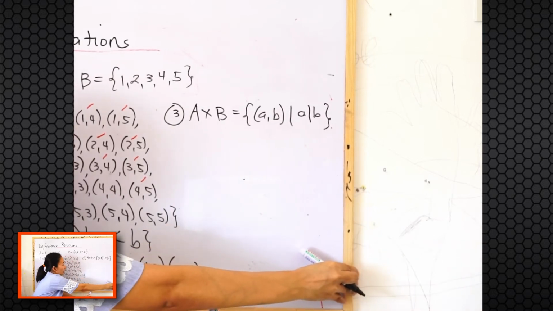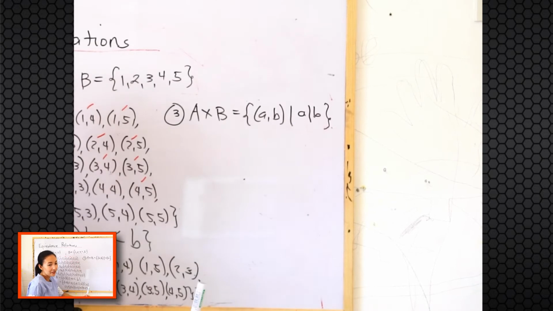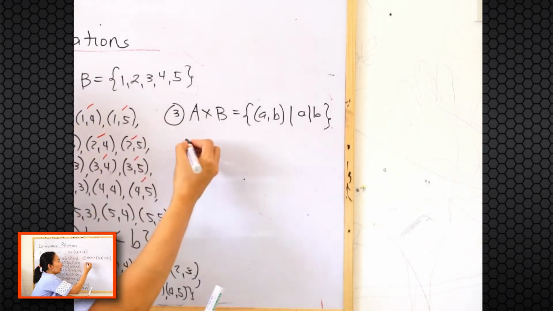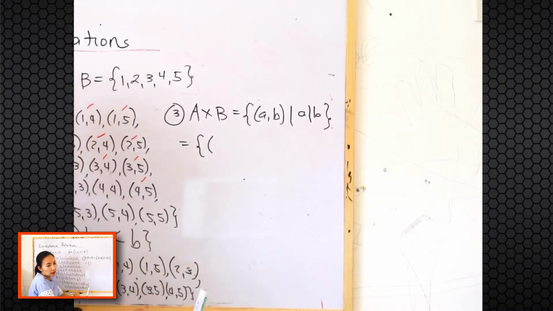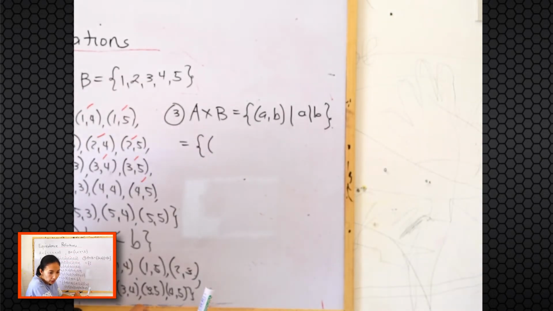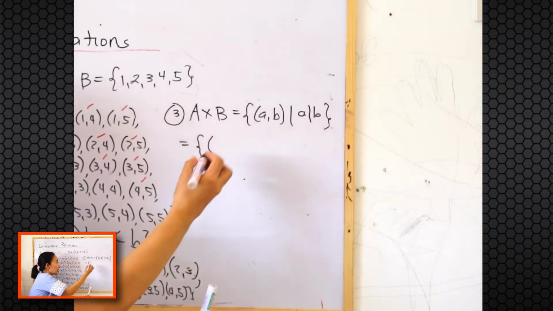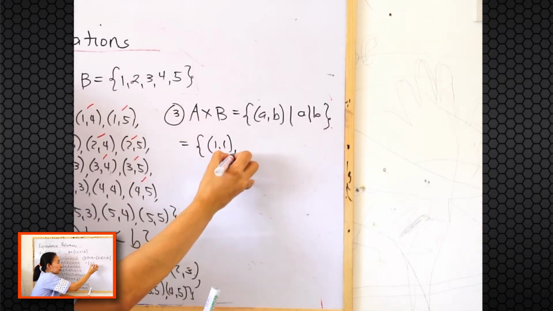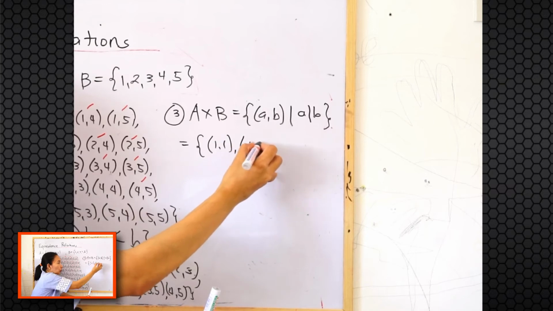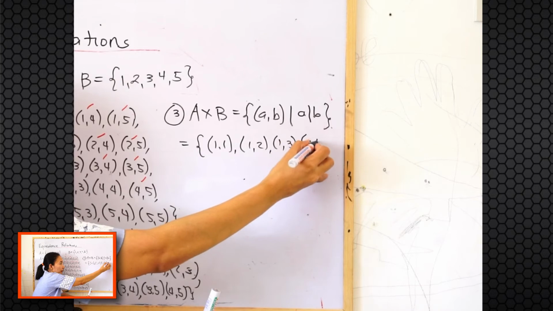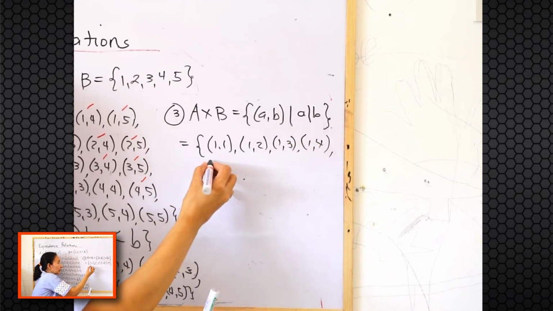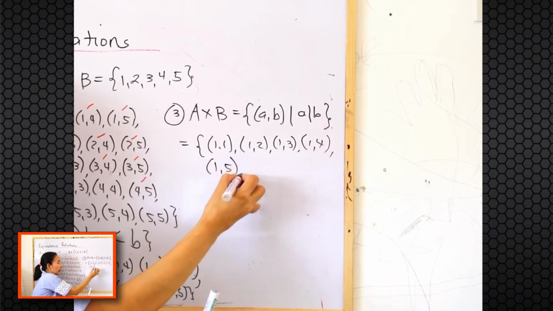A divides B. The first number divides the second number. What will the elements be? What will our ordered pairs be? Is (1,1) included? Alright, let's list down. (1,1), (1,2), (1,3), (1,4), (1,5). What else?